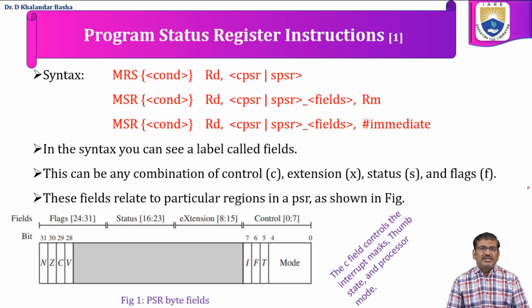So in the syntax you can see labels called fields. This can be any combination of control, extension, status and flags. So the fields related to particular regions of the PSR are shown in the figure.